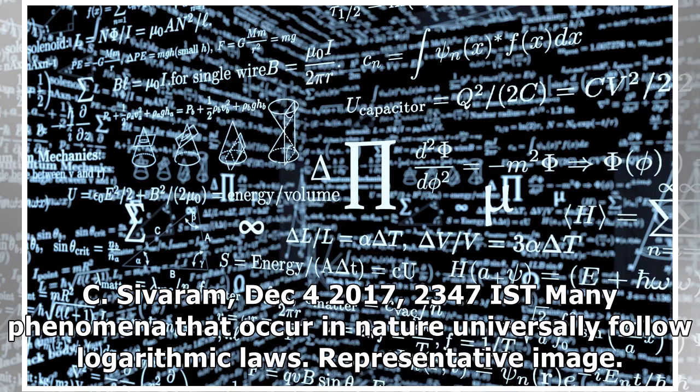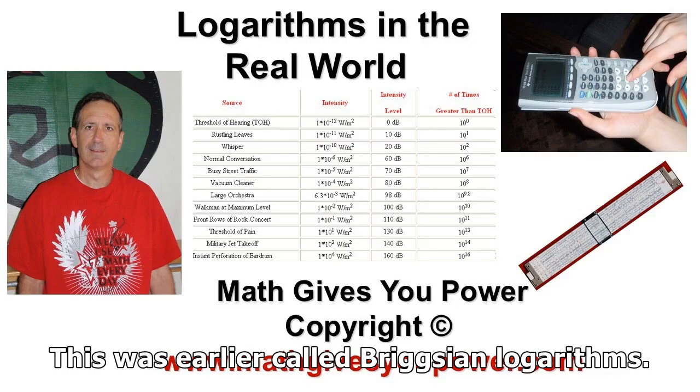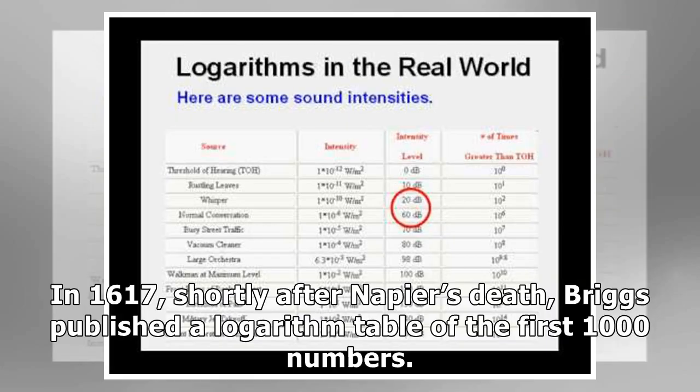Many phenomena that occur in nature universally follow logarithmic laws. The English mathematician Henry Briggs, in 1617, was responsible for the introduction of the so-called common logarithms with a base 10. This was earlier called Briggsian logarithms. Following the pioneering publication of tables of logarithms by mathematician John Napier, Briggs consulted with him to propose an alternative definition of logarithms using a base of 10. In 1617, shortly after Napier's death, Briggs published a logarithm table of the first 1,000 numbers.